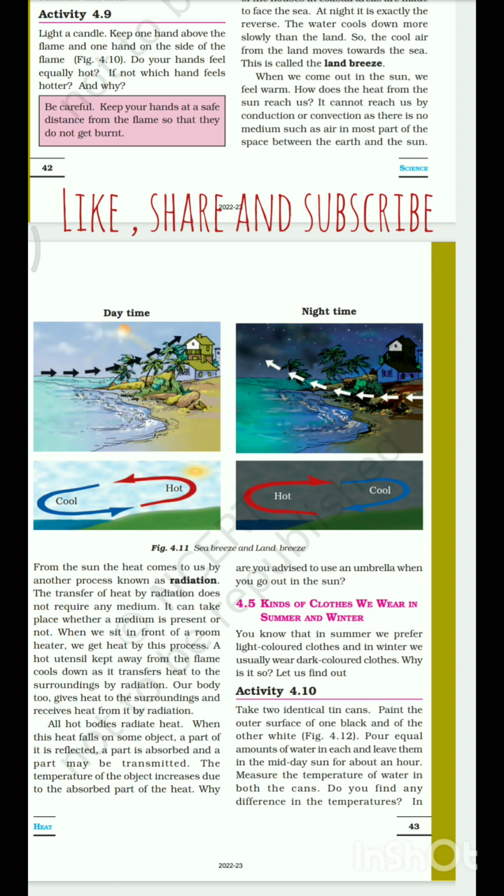The transfer of heat by radiation does not require any medium. It can take place whether a medium is present or not. When we sit in front of a room heater, we can get heat by this process. A hot utensil kept away from the flame cools down as it transfers heat to the surroundings by radiation. Our body too gives heat to the surroundings and receives heat from it by radiation.